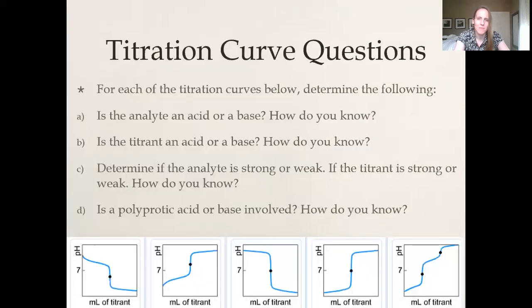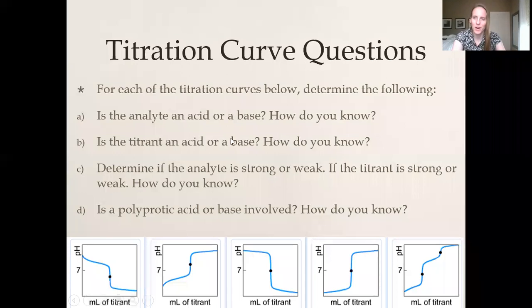Okay, so I would like you guys to go through these 5 graphs on the bottom and see if you can tell me what the analyte is, so if it's an acid or a base, what the titrant is, and how strong they both are. If it's polyprotic, just say it's polyprotic, okay?